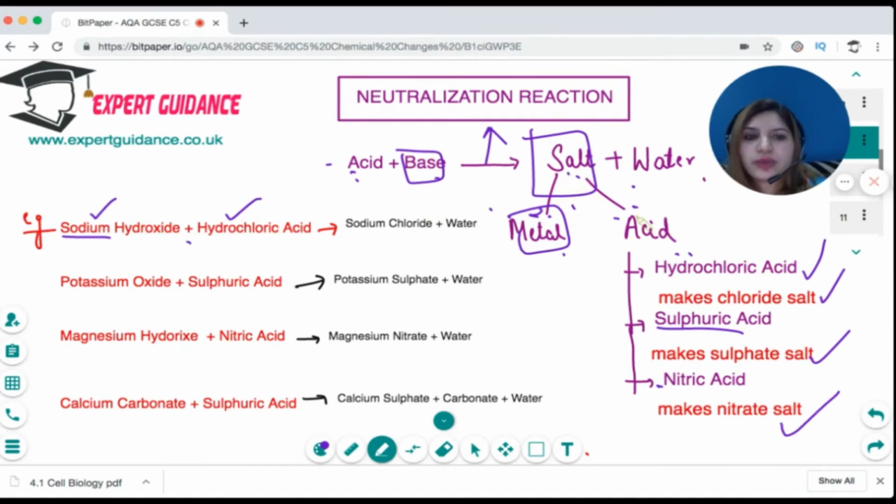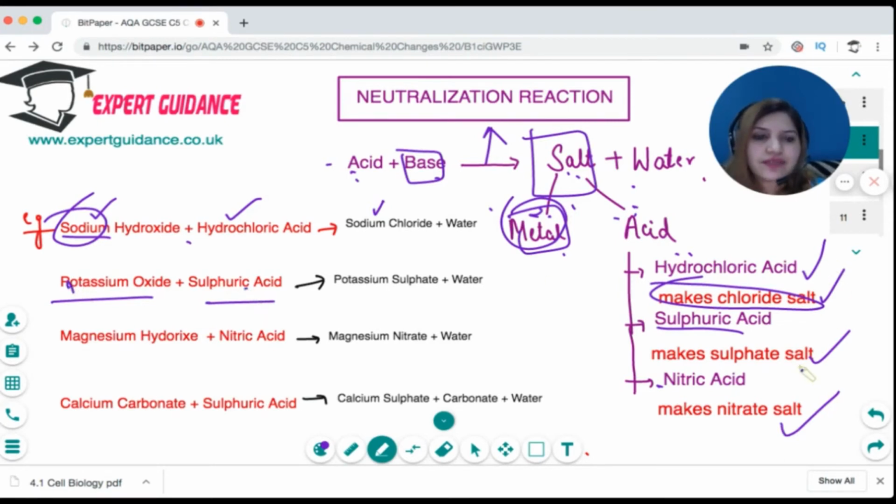For salt and water, the rule is take the metal. The metal is sodium, and see the acid. The acid is hydrochloric acid, so it should make a chloride salt. So it's sodium chloride and water. Potassium oxide and sulfuric acid, the metal is potassium. Sulfuric acid makes a sulfate salt, so it's potassium sulfate and water.